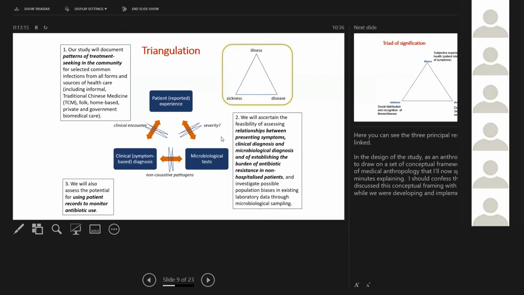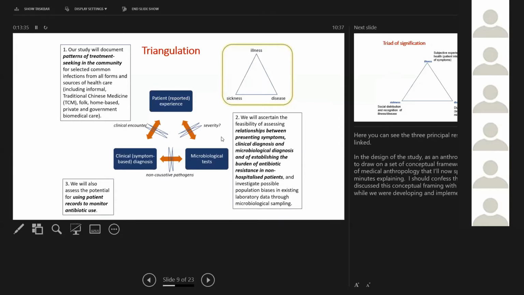whether or not the microbiological test results demonstrating pathology are commensurate with or reflected in patient experience. And that is the most problematic relation that we don't fully understand, but may perhaps have something to do with the severity of the illness.